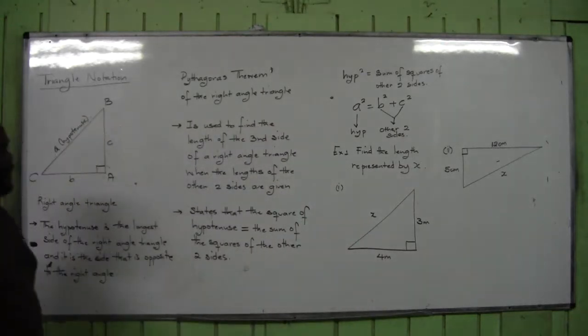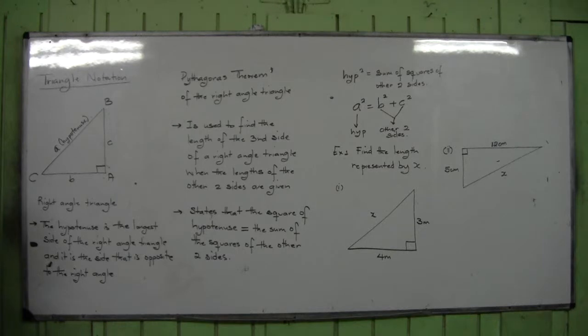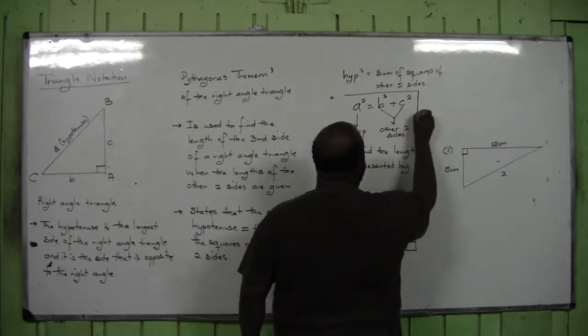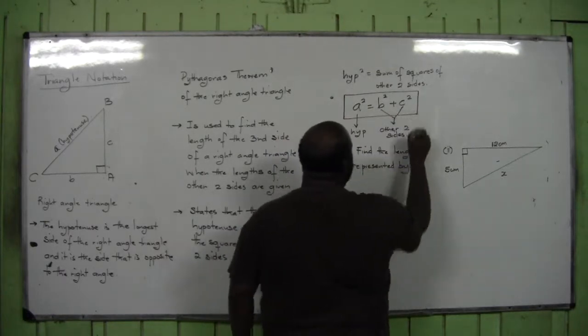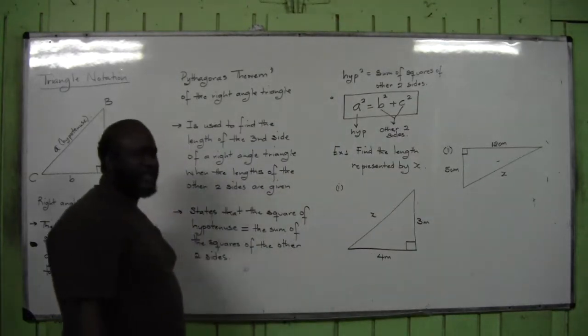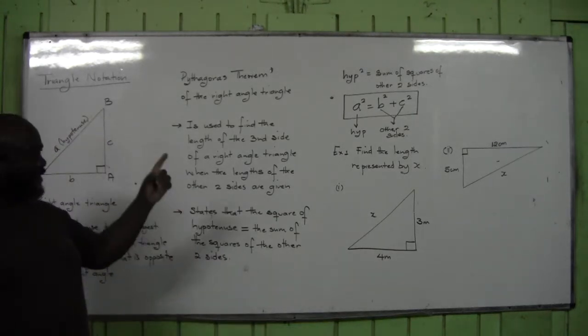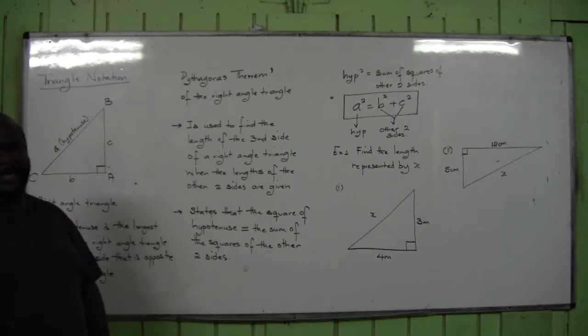Ladies and gentlemen, Pythagoras Theorem states that the square of the hypotenuse is equal to the sum of the squares of the other two sides. This is the Pythagoras Theorem formula, and it says A square is equal to B square plus C square. What is important is what the letters represent. A is the hypotenuse, and B and C are the other two sides.